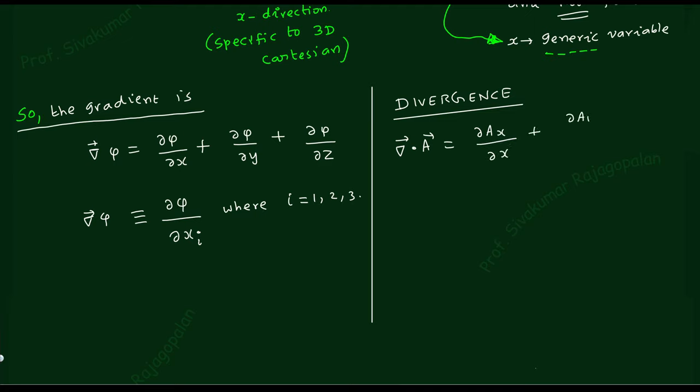Let me finish the expression for divergence, because these things are quite familiar to you. Once this is clear, I will tell now how will you write. It is dou ai divided by dou xi.